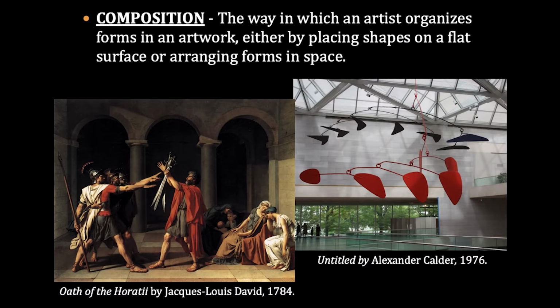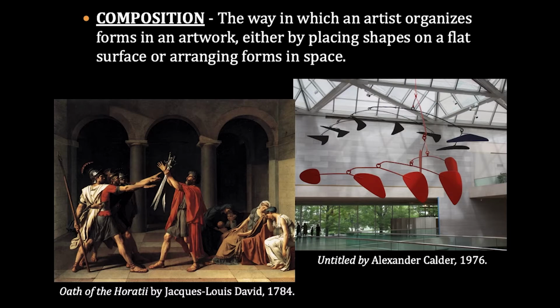When we talk about composition, we're talking about the ways in which an artist organizes the forms in the artwork. So how do they organize the elements and principles of design? How do they utilize that? And that's going to vary from 2D to 3D. So we have a good example here of a 2D example by Jacques-Louis David from the neoclassical period, Oath of the Horatii. And Jacques-Louis David was like a master of the rule of thirds here, once we kind of figured out what that was and that our human mind really liked things that were composed that way.